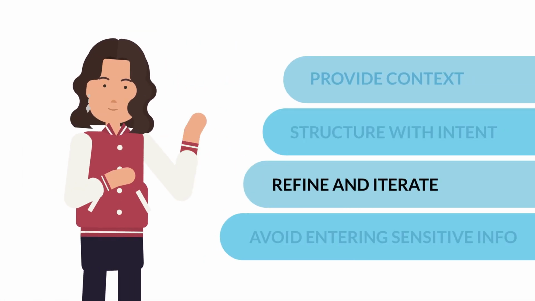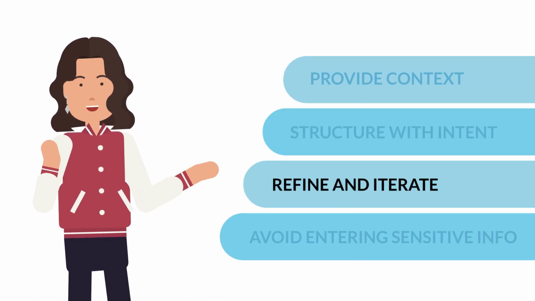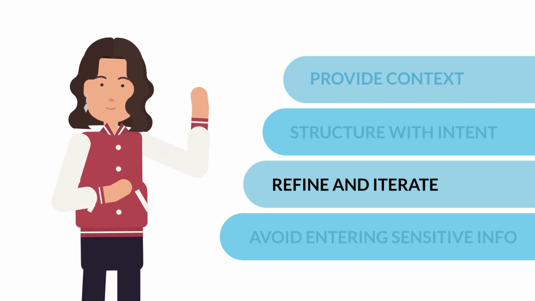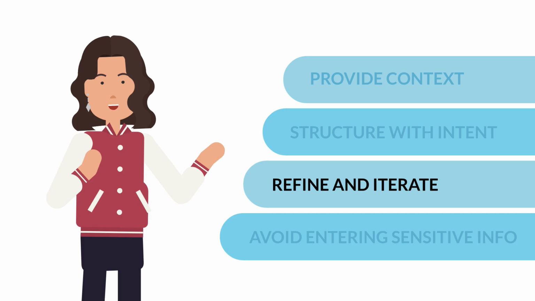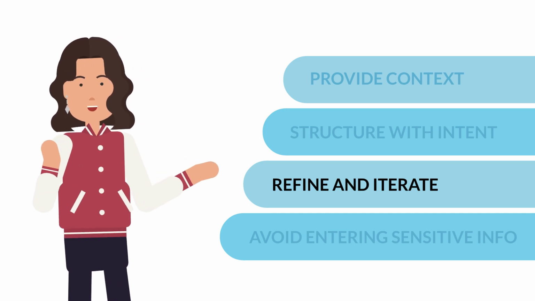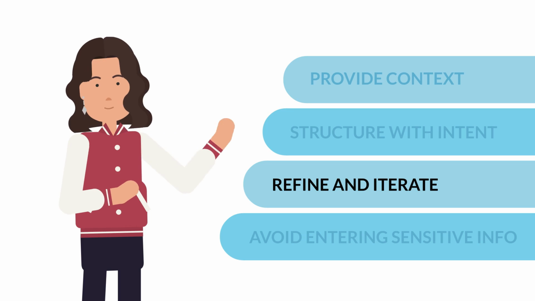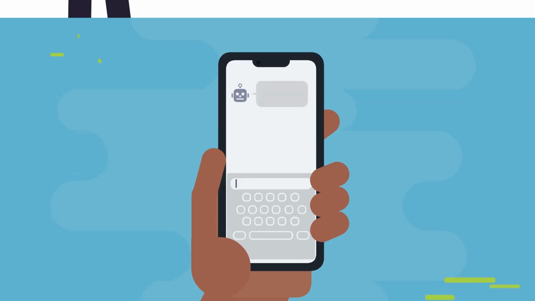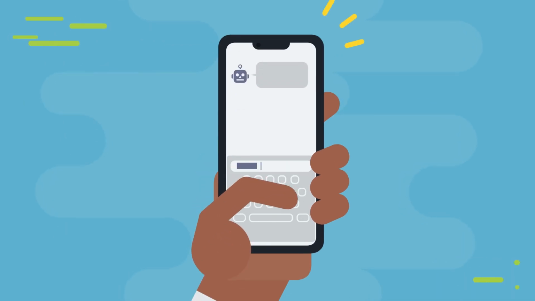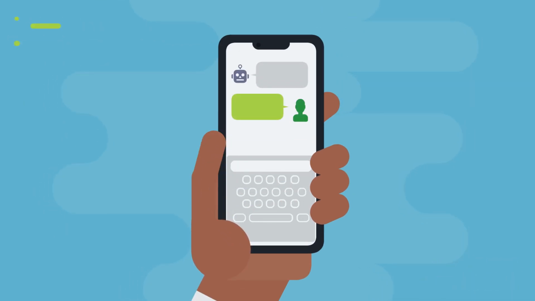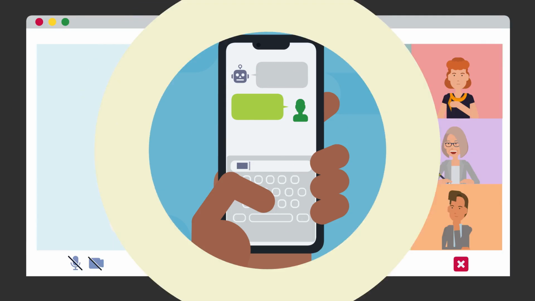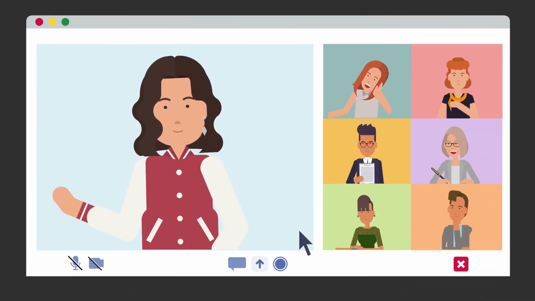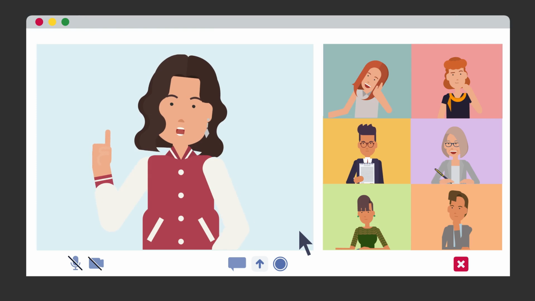Third, refine and iterate your prompts. Generative AI often works best in a back-and-forth interaction. If the first result isn't quite right, adjust your prompt and try again. Add limits, such as word count or tone, or re-ask with more context. Prompting is less about getting it perfect the first time, and more about guiding the tool toward the result you want.